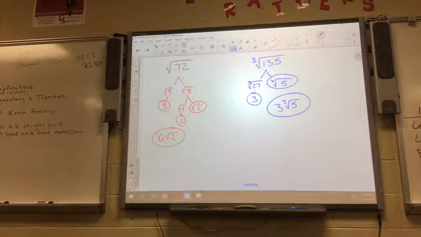Same exact process. You're just taking out a little bit different number. Instead of taking out a perfect square, you're taking out a perfect cube.